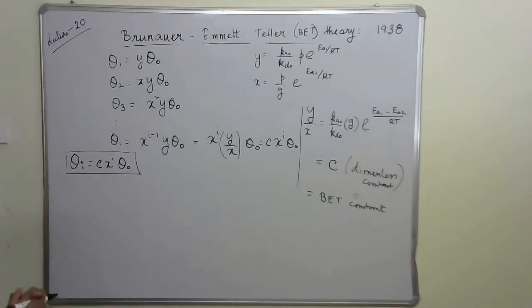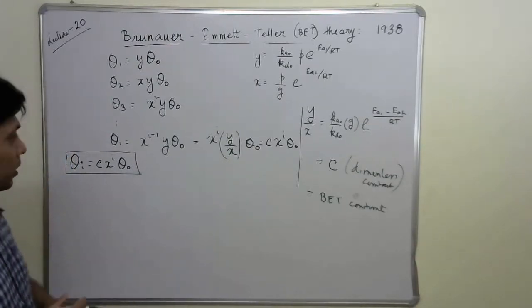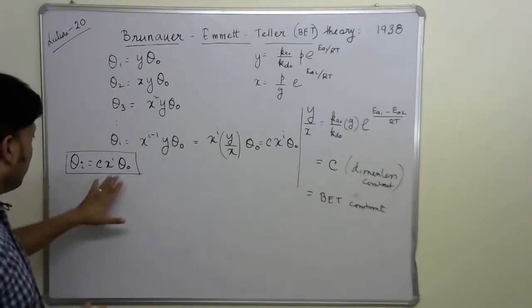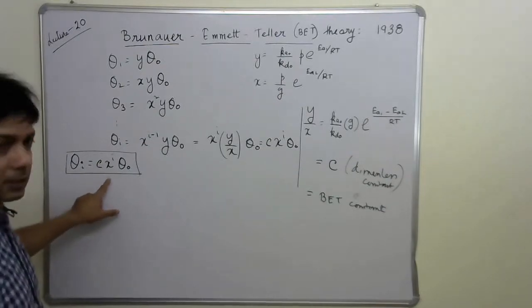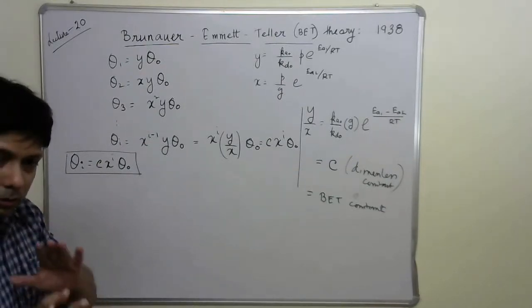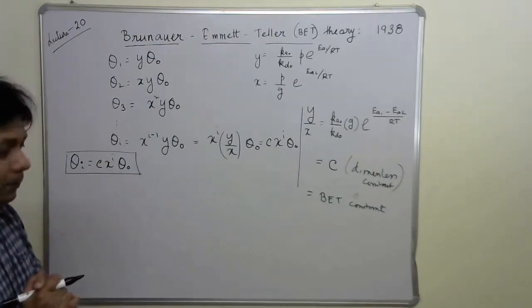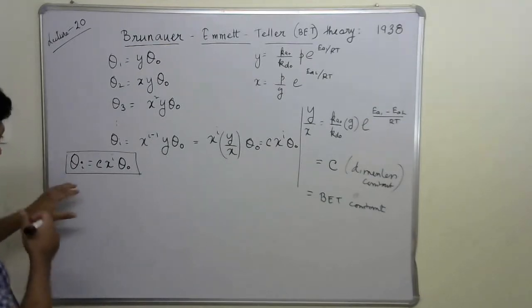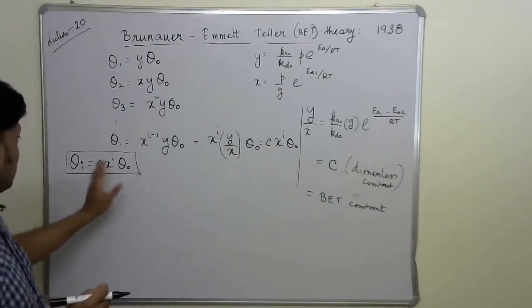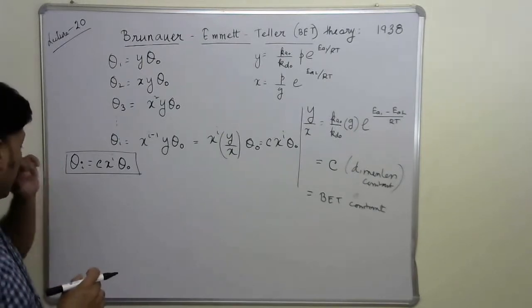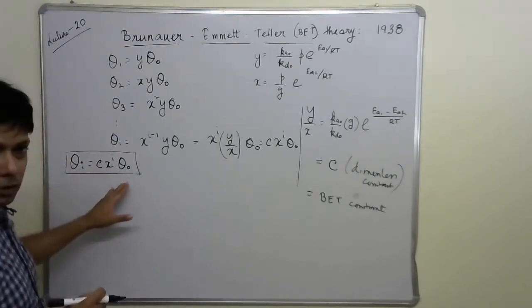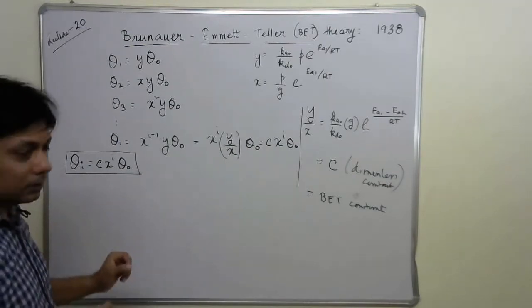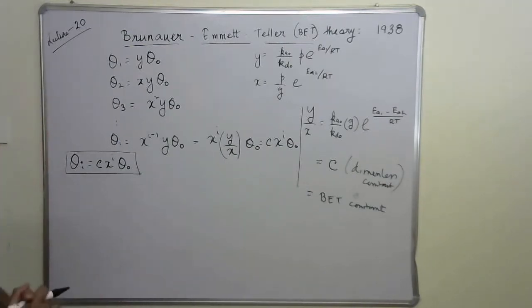Now we have an expression for theta, and the term p itself appears in x. So we are very close to deriving the actual BET equation. Now we have to relate n with theta I, and ultimately we have to replace theta 0, because this is the unknown quantity. Let's see how we can do it.